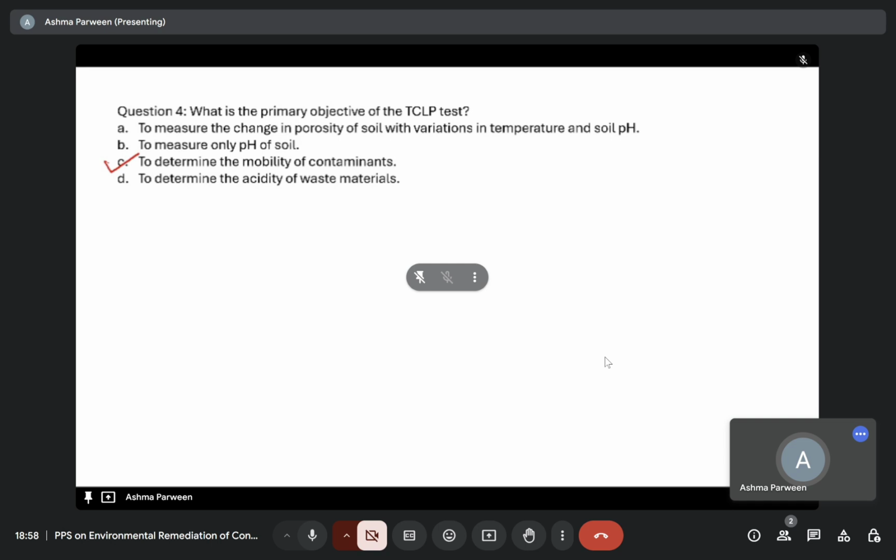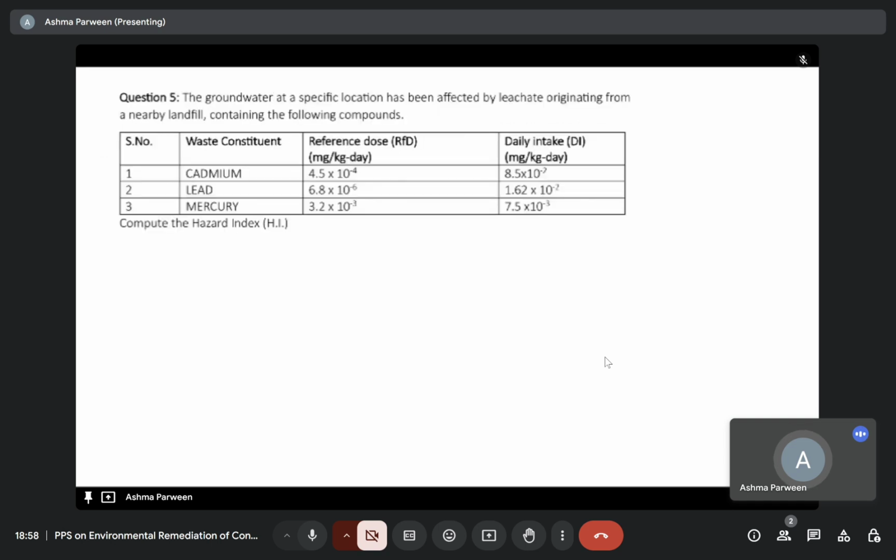Now let's move to the next question. So this is a numerical based question. We have to find out the hazard index. The groundwater at a specific location has been affected by leachate originating from a nearby landfill containing the following compounds. So the leachate has cadmium, lead and mercury. We have given the reference doses for these, and also the daily intake for these three contaminants are given, and we have to find out the hazard index.